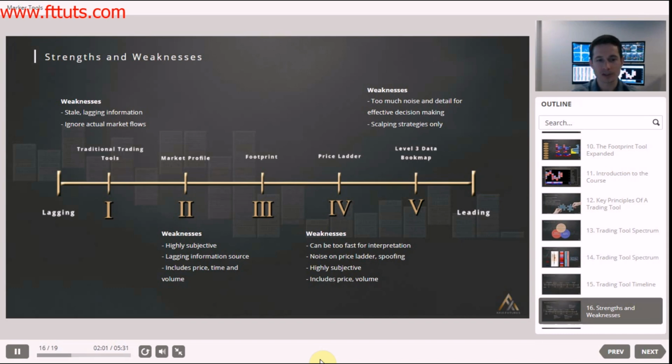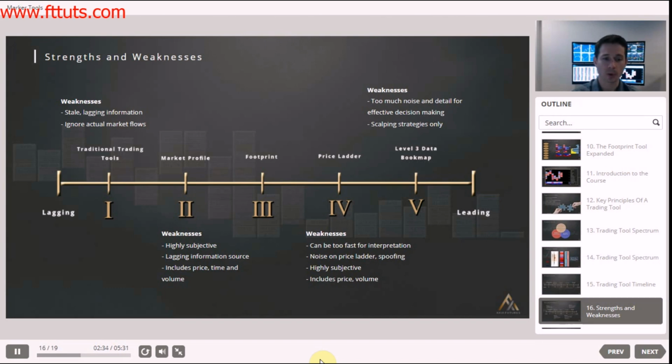Now, when we move on to the next tool, being the market profile, some of the weaknesses in the market profile include that it can be highly subjective. Because it's all about shape and pattern recognition, it can be quite subjective in nature. Also, it's quite a lagging informational source. In other words, as the profile is being developed, that information is obviously very lagging, because we need to wait for the completion of that profile before we can start to talk about principles around shape and pattern recognition.